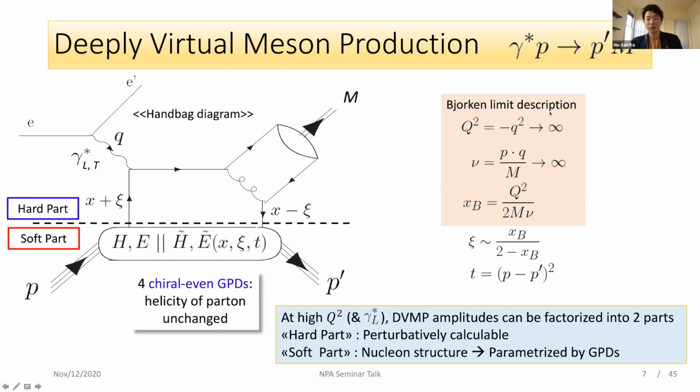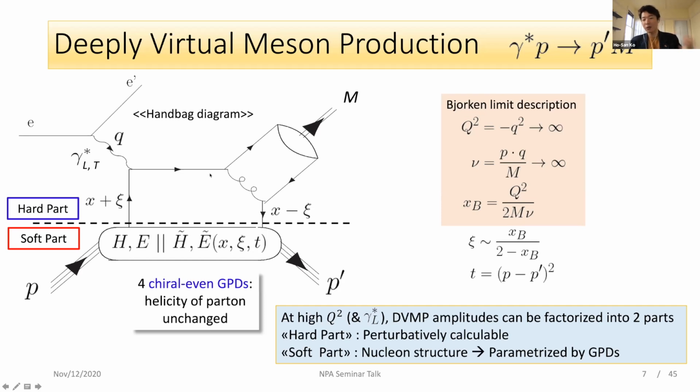The initial photon, usually emitted by lepton, interacts with one of the partons inside the nucleon, and in the final state, a meson is produced, and parton with this changed momentum gets reabsorbed to the nucleon. And at sufficiently high Q square, Bjorken limit, the DVMP amplitude can be factorized into two parts, hard part and the soft part. And we can draw the DVMP diagram as shown here, and we call this handbag diagram, because it looks like handbag to someone. So you can see there is only one parton associated in the process, and we call this leading twist.